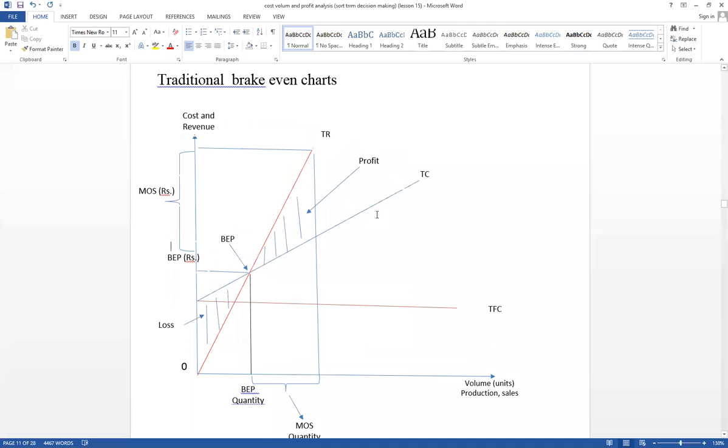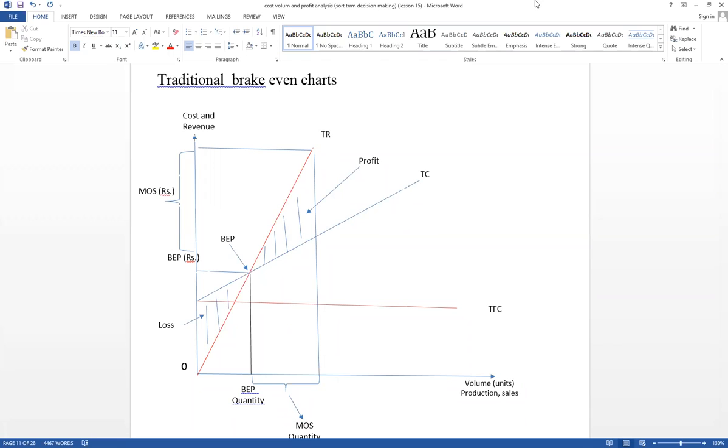Revenue higher than the total cost. Therefore, this is the profit. And here, total revenue lower than the total cost. Therefore, there is a loss. This side loss and this side profit. Margin of safety quantity as well as margin of safety value. This is a traditional break-even point chart.